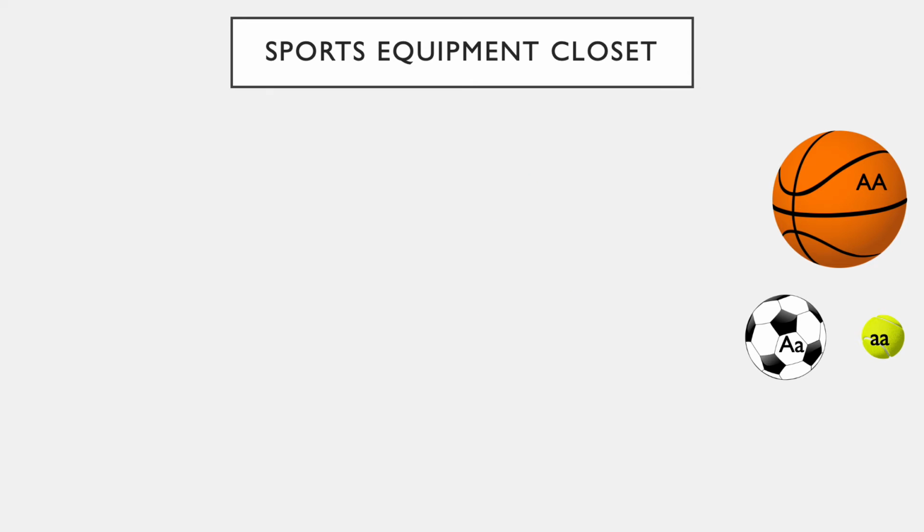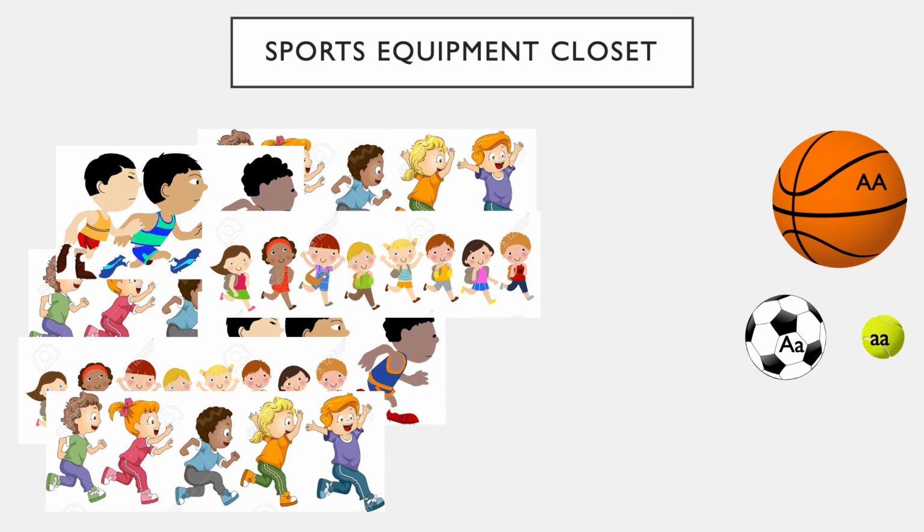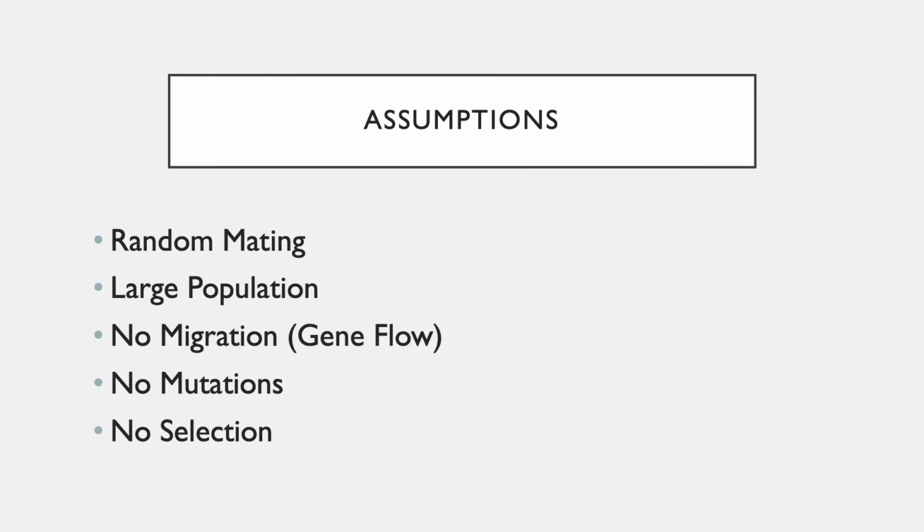Back in the sports equipment closet, the balls have been sitting for generations, and because they are in Hardy Weinberg equilibrium, the allelic frequencies have stayed constant. However, in gym time, all of the preschoolers come running into the closet and grab whatever balls they can. They lose the balls, and no ball ever comes back to the closet.